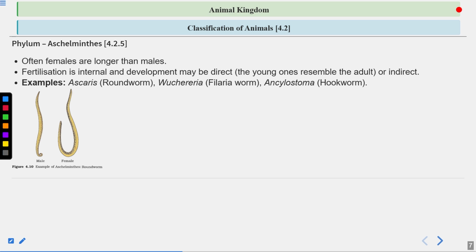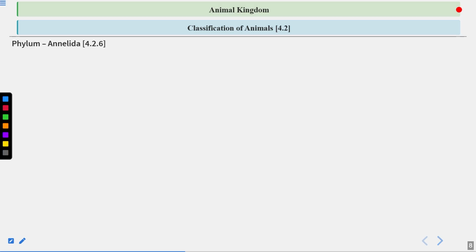And here, the example of Ascaris, the roundworm, male and female, we have seen. Okay. So the earthworm belongs to phylum Annelida that we are going to study. And you must remember the earthworm, Pheretima posthuma. This is the scientific name of the earthworm. It is not going to help you if only Pheretima is written, so you must remember both names, Pheretima posthuma. That is called the earthworm, belonging to phylum Annelida. So let us study this Annelida.